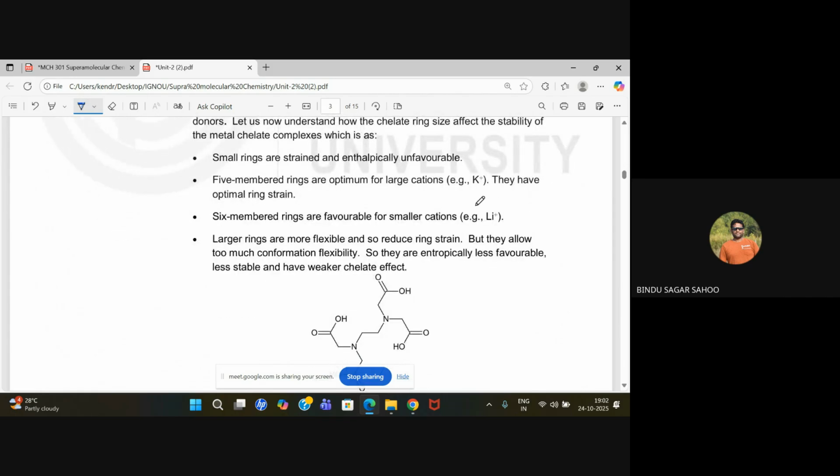The larger rings are more flexible, so they reduce the ring strain, but they allow too much conformational flexibility. So they are entropically less favorable and less stable, and have a little bit weaker chelate effect. That doesn't mean that if you increase the ring size from 6 member to 7 member, 8 member, the stability will gradually increase. The stability has an optimum value, and it is best only for the 5-member and 6-member rings.